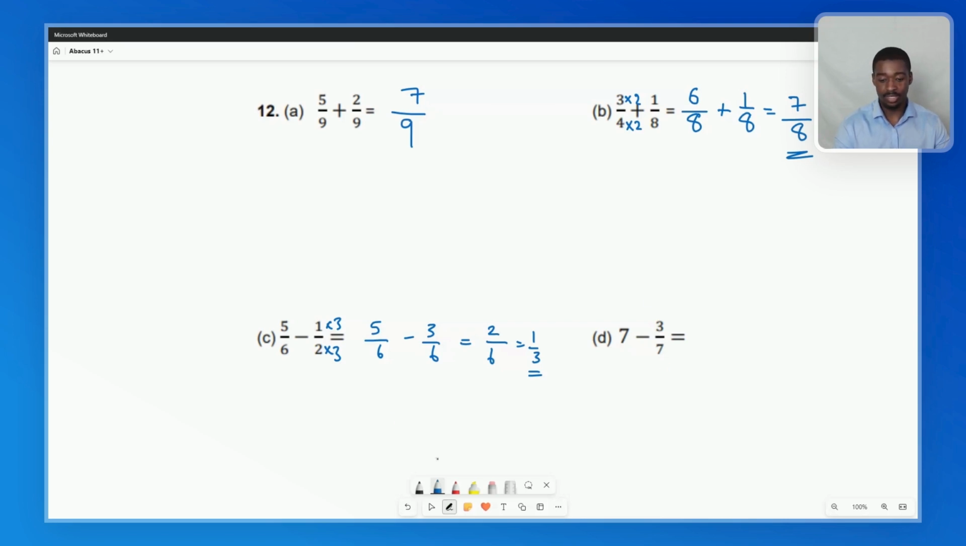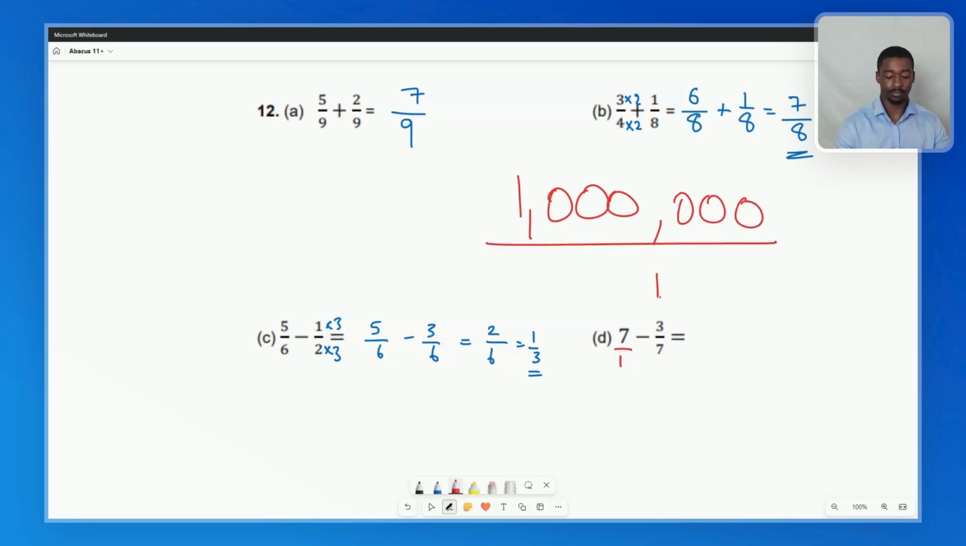And finally for D, we have 7 minus 3 over 7. Now here the trick is understanding that 7, yes, it's a whole number, but it's the exact same thing as 7 over 1. Any number is the same as that number over 1. We could have 1,000,000, and 1,000,000 is still the same thing as 1,000,000 over 1.